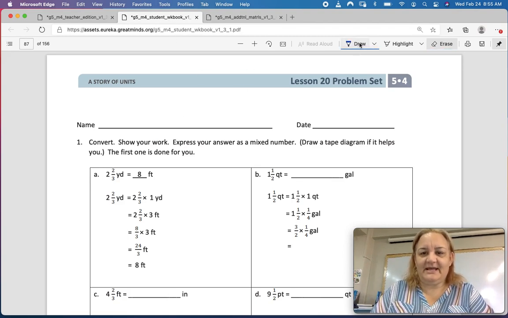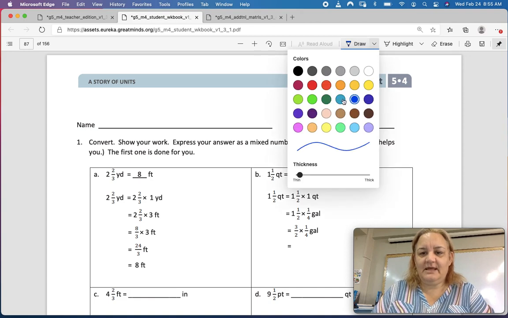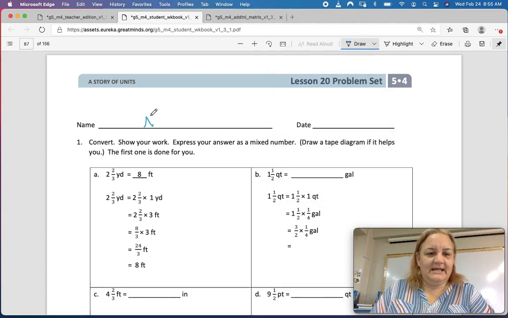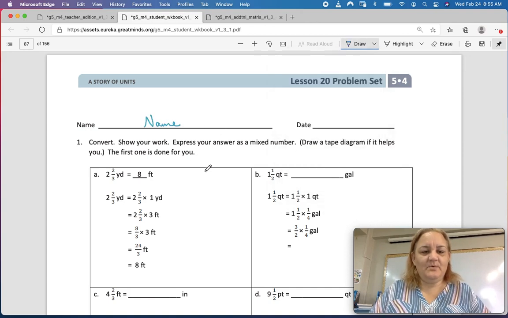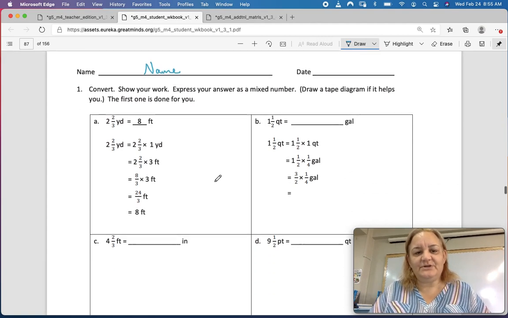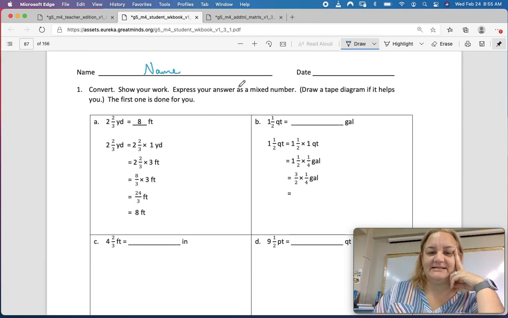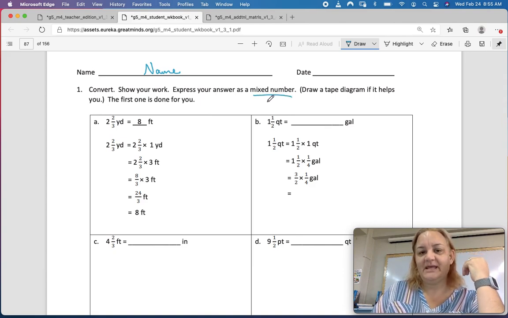Don't forget to write your name on the page. Okay, and name here. Number 1, convert. Show your work. Express your answer as a mixed number. Okay, a mixed number. That means that some of our answers are going to come out as improper fractions, something like 9/4. And they're asking you to give your answer as a mixed number, so you would have to do that as 2 1/4, okay, just as an example.